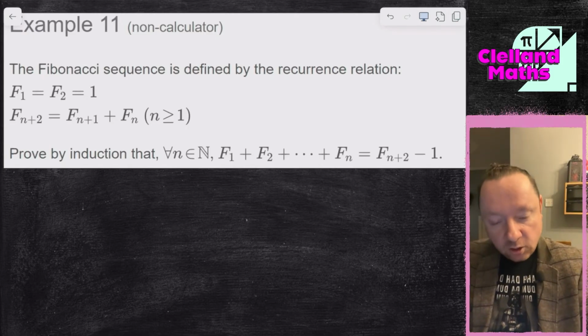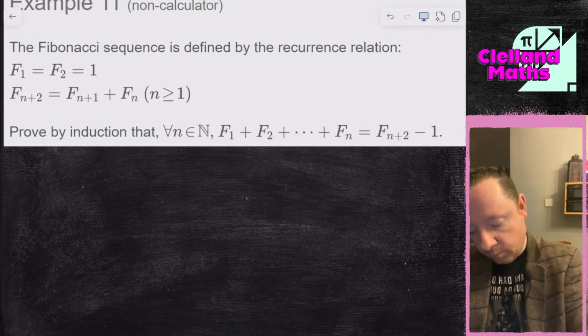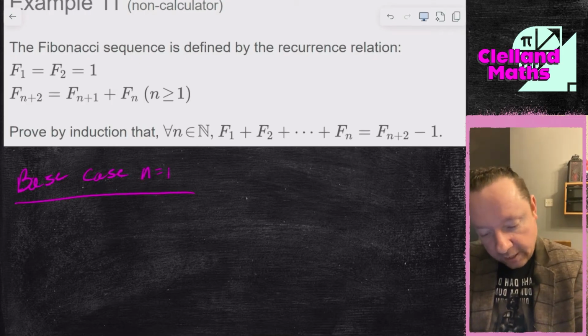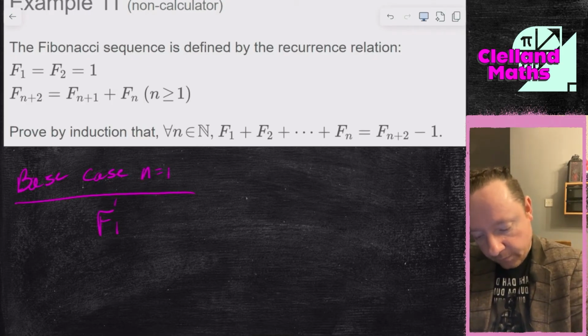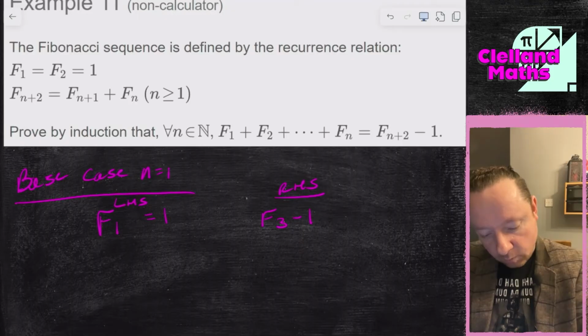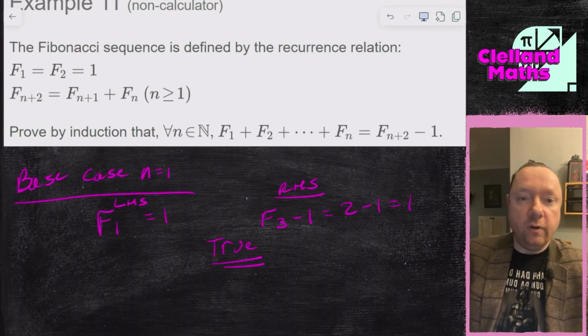So we're just going to do it by induction, so base case, in other words, n equal to 1. Looking at our left-hand side, we've got f1, which is equal to 1. And our right-hand side, f(1+2) minus 1, f3 in other words, we've got 1 plus 1 is 2. So that's 2 minus 1, which equals 1. So true. And then we'll assume it's true for n equal to k.